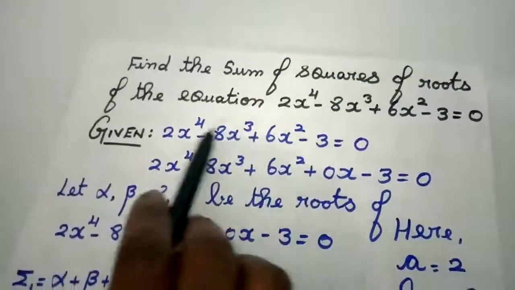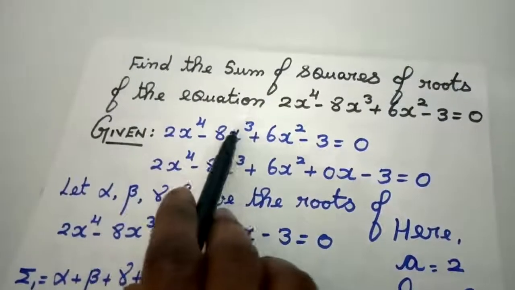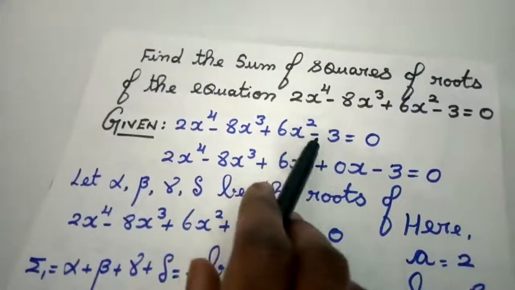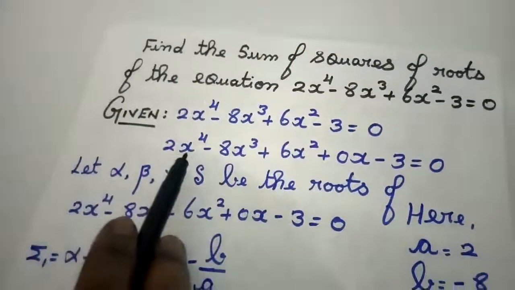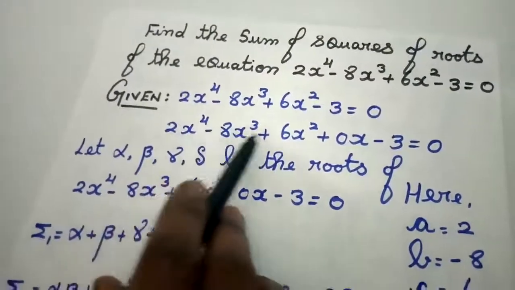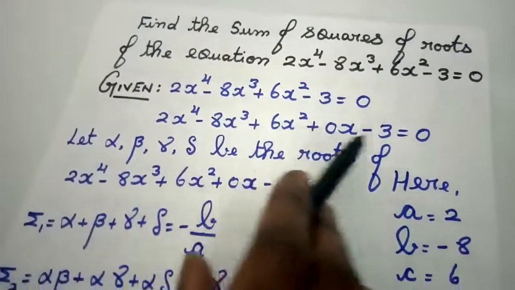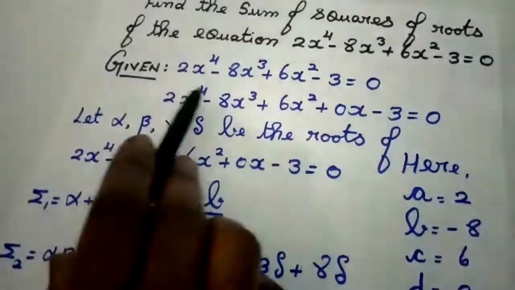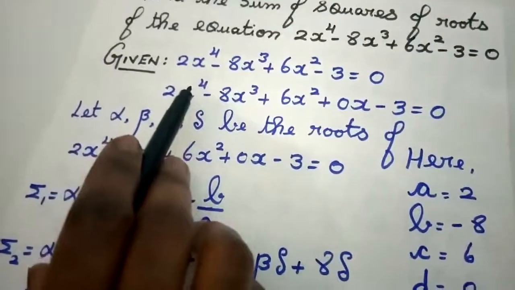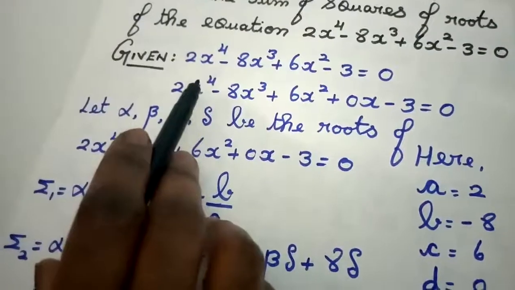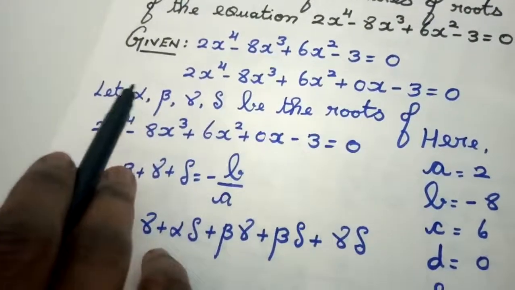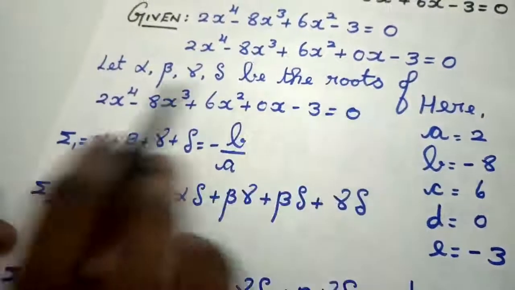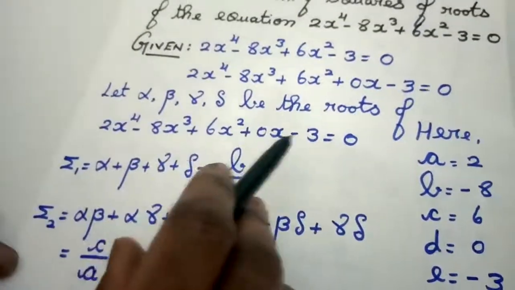If you notice, you have x to the power 4, x cube, x square, x; the term x is missing here. So I am going to write the equation like this: 2x to the power 4 minus 8x cube plus 6x square plus 0x minus 3 equal to 0. Highest power is x to the power 4, so I am going to get 4 roots. I am going to take these 4 roots as alpha, beta, gamma and delta, the roots of the given equation. From this, I am going to find the values.